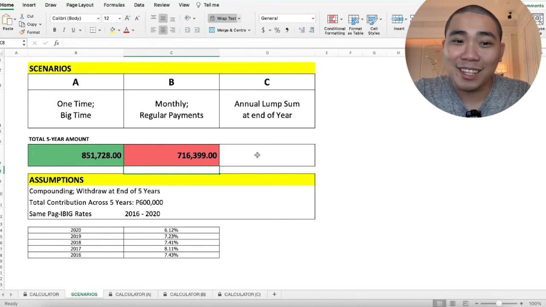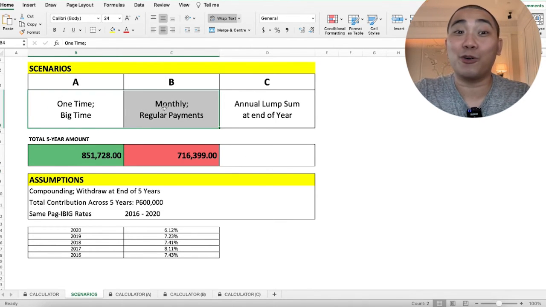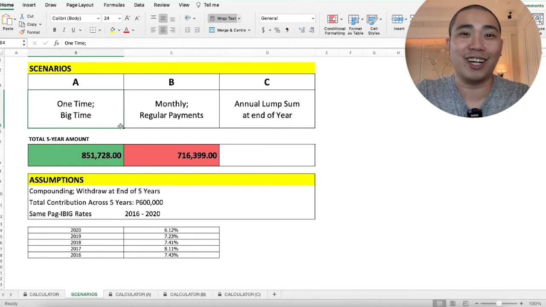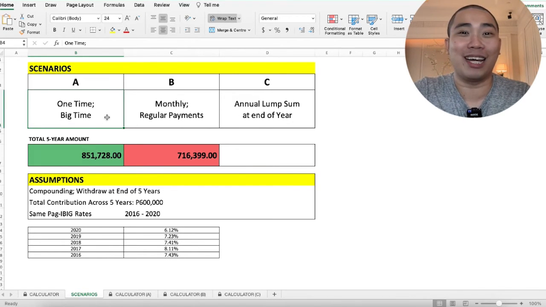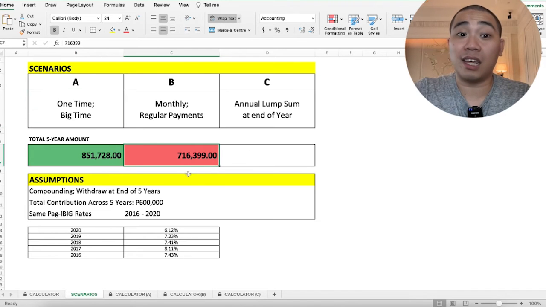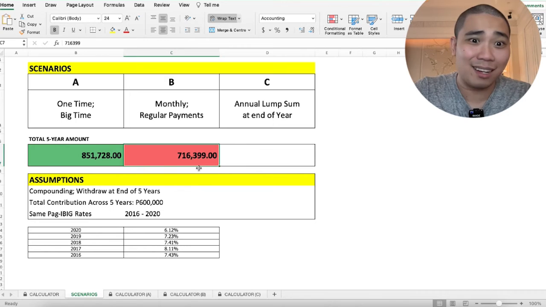Now, so is it bad to actually do regular payments? I'm not saying it's bad. I'm saying na if we were to compare these two, mas malaki talaga yung kukitain mo if nilagay mo siya at the start. However, obviously, by now, na-notice nyo na, hindi naman tayo lahat may 600,000 na nakatulog nung nagsimula tayo. So, earning 116,000 on your 600,000 is still not a bad deal, di ba?